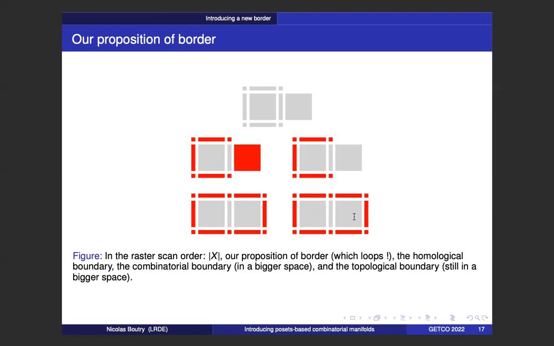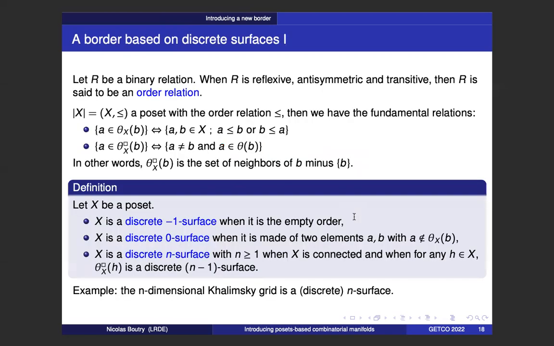So what do we do? For that, I have to introduce discrete surfaces in a rigorous manner. To introduce discrete surfaces, I have to introduce the theta operator, and to introduce the theta operator, I have to introduce the order relation. I think the order relation is known by everyone. Theta operator is just the neighborhood. Theta square is the neighborhood of a point minus this point. Okay, and then we can define discrete surfaces like before.